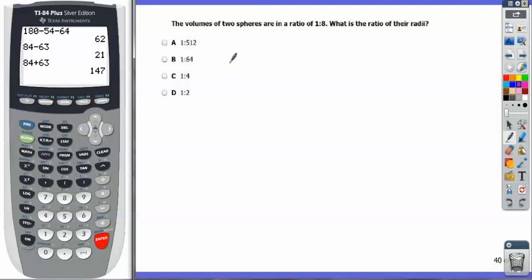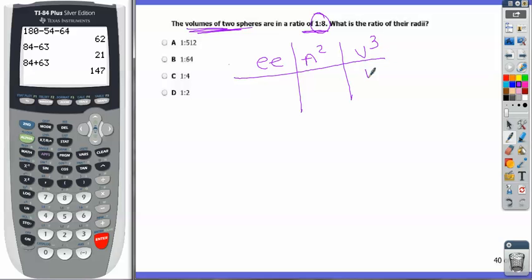The volume of two spheres are in a ratio of 1 to 8. Whenever I see that, I almost always write down this chart. And it says the volume is 1 to 8. So where does that live? Over here. And it says, what is the ratio of their radii? Radii, well, that doesn't have the word area in it, so I know that I'm going to be living over here. So how do I get back?